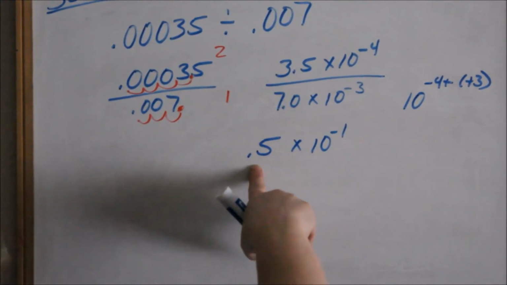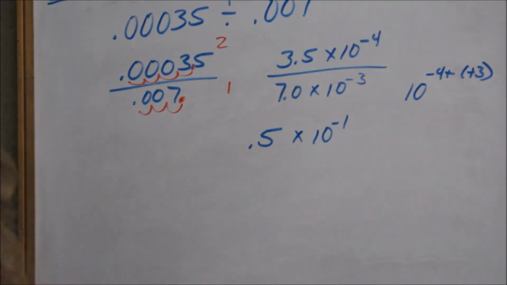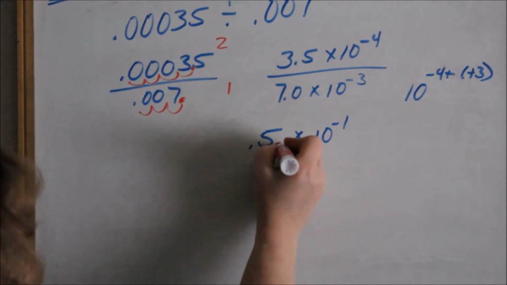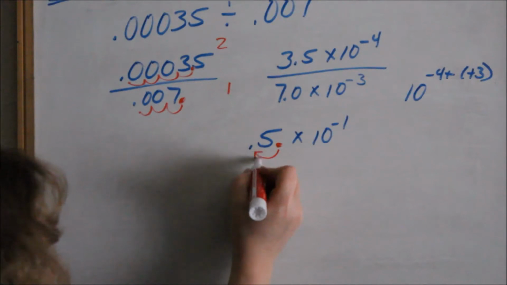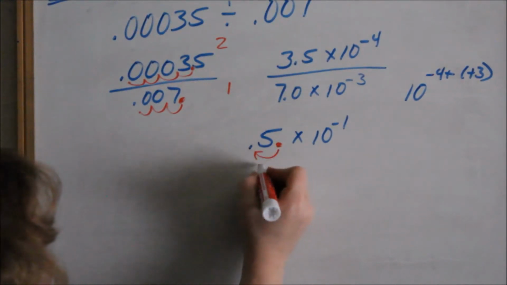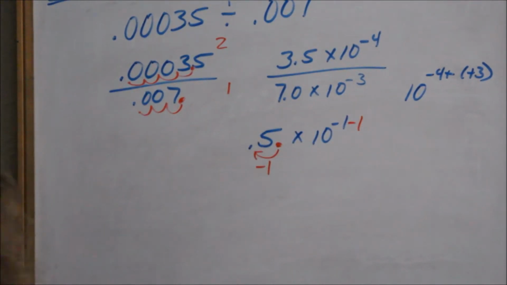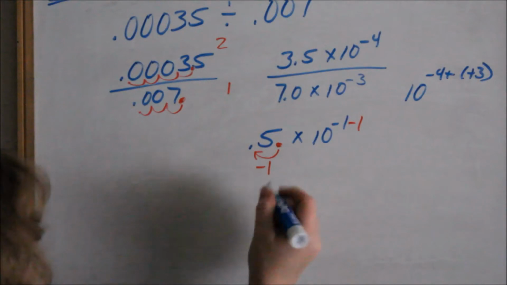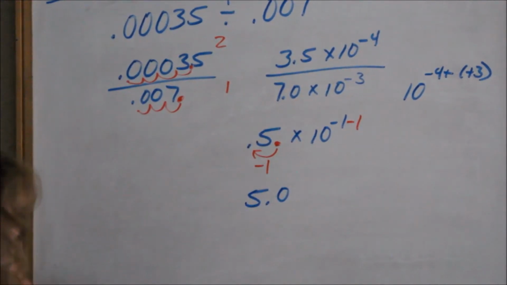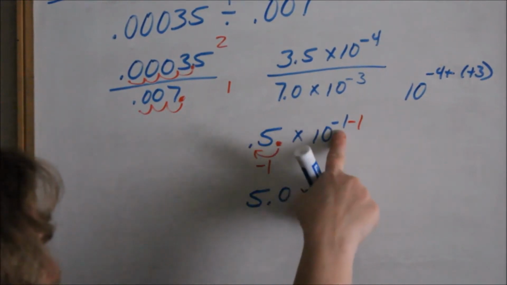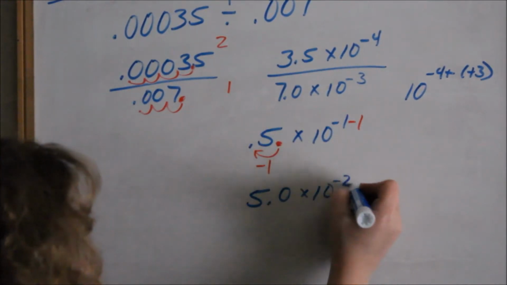So I have this, but my decimal is not where I need it to be. The decimal should be after the first significant digit. So my decimal needs to go there. To get it back to the original spot, I move to the left. Moving to the left means a negative, and I move negative 1, which means I do a negative 1 to that exponent as well. And so my new answer is my 5, where I want my decimal to be. 5, or just 5.0, times 10, and a negative 1 plus a negative 1. I'm in debt 1, and I get in debt another 1, so I'm in debt 2.